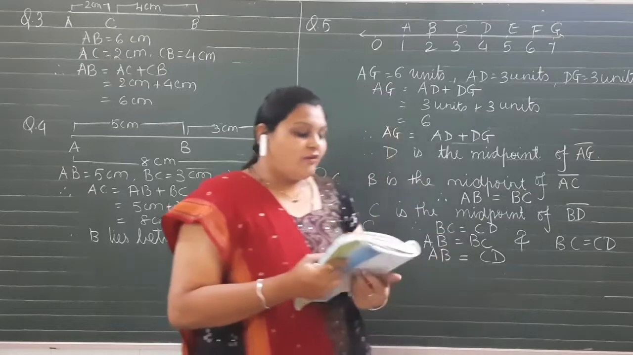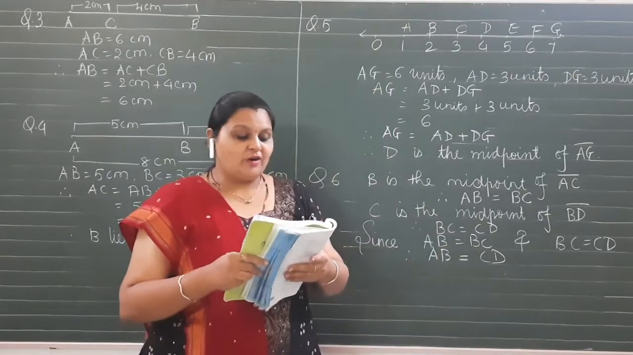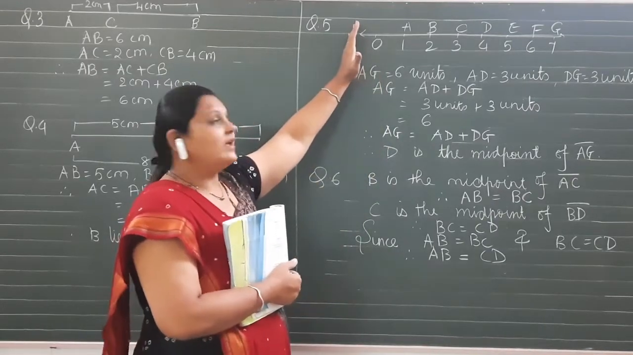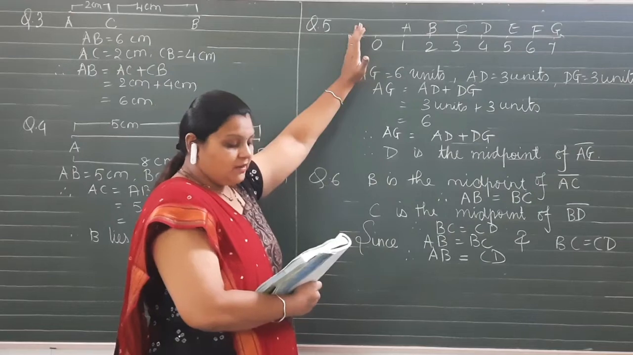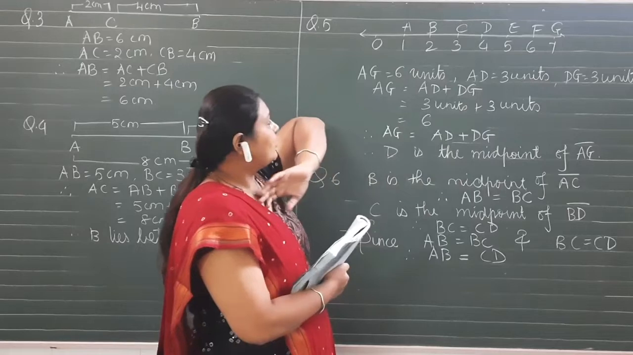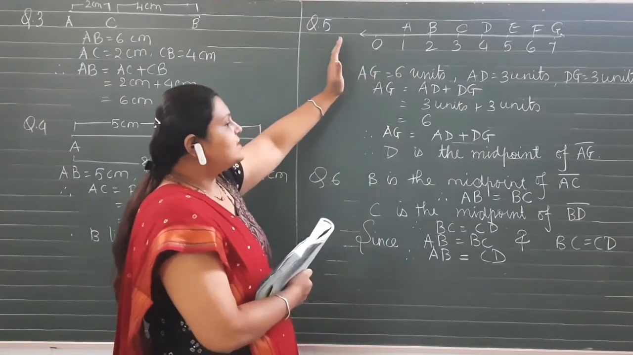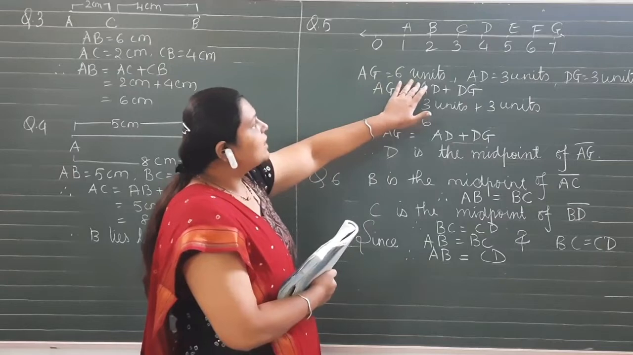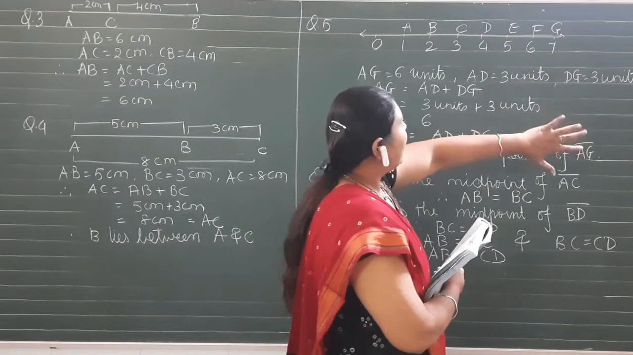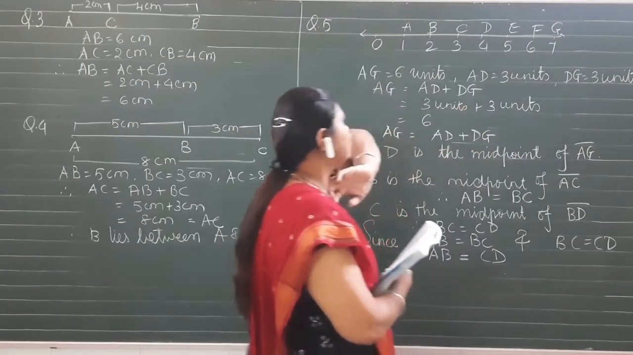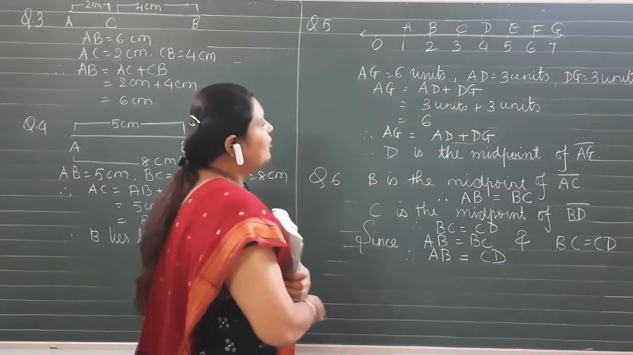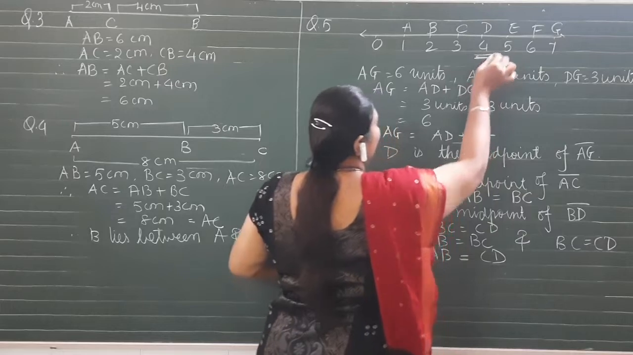Question number 5. Verify whether D is the midpoint of AG segment. Now here figure is given to us and we have to verify that D is in the middle of the A and G. Now if we observe this segment, we can say that AG is having total 6 units, AD is having 3 units and DG is having 3 units. Now AG equals AD plus DG. Now we have to know that this point is a midpoint.